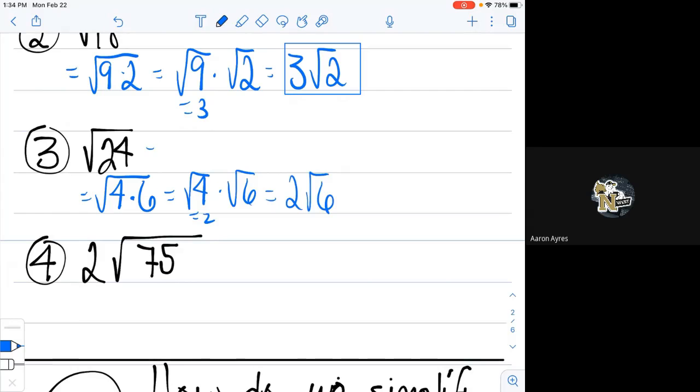Would we reverse solve this one? Nope. Do it the same way. Don't worry about the 2 in front until I tell you.